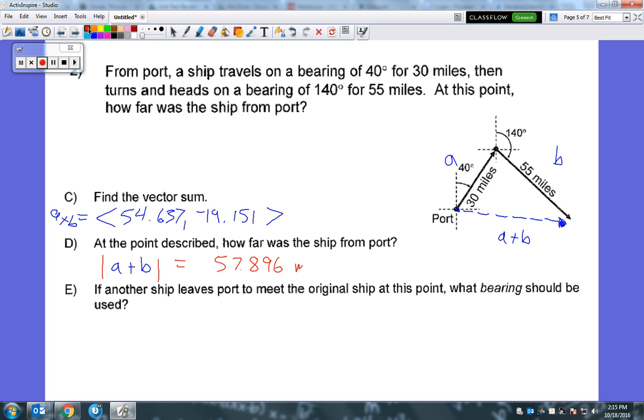896 miles. So yes, please put units on the magnitudes. Put degrees on angles of rotation, obviously, or the rotational angles, that is. And then E says, if another ship leaves port to meet the original ship at this point, what bearings should we use? Now let me talk you through this one.